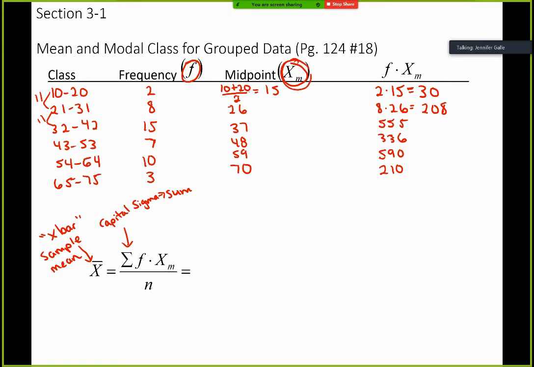The lowercase n on the bottom, that is our total number of data values. The more technical name for it is the sum of the frequencies. But it's the total number of data values that we have in our sample.